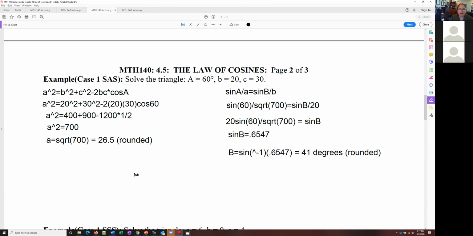Next, we're going to figure out angle C, and angle C is the easy one. We know that all three angles need to add up to 180 degrees. We know that A was 60, and angle B, we rounded to 41. So we just do 180 minus 60 minus 41, and that gives us 79 degrees. Did anybody have any questions on that one?